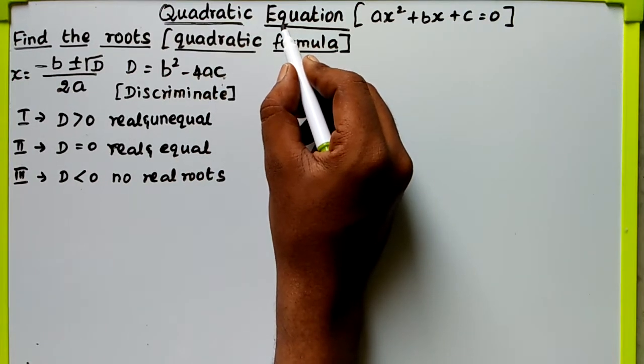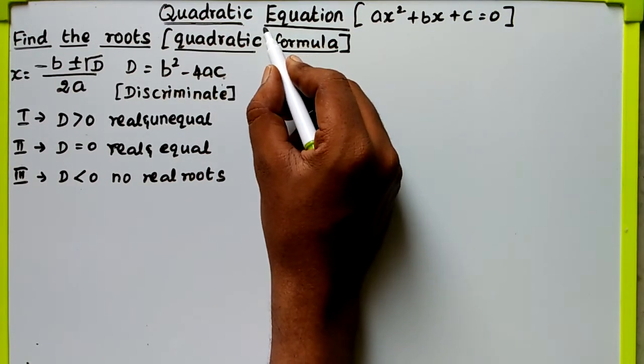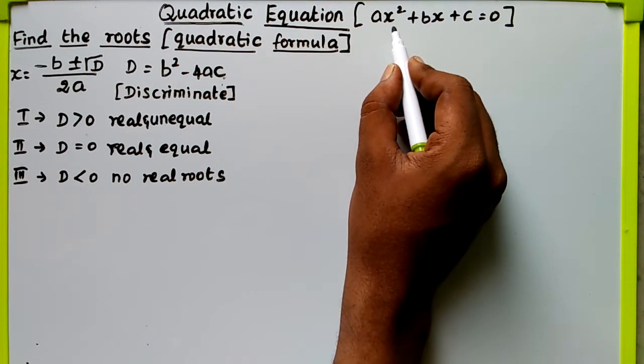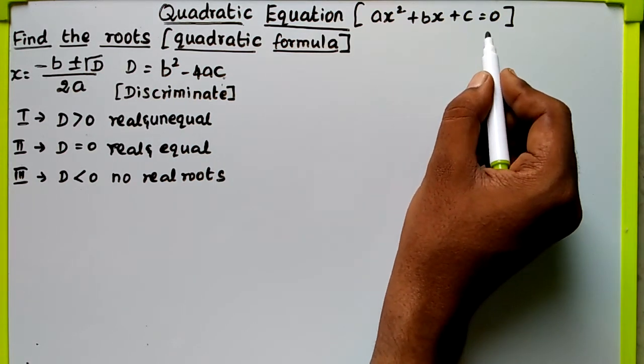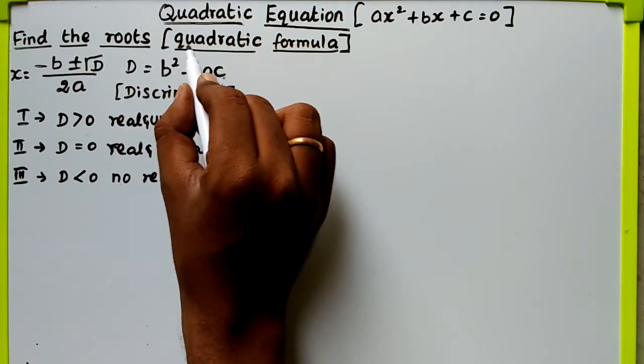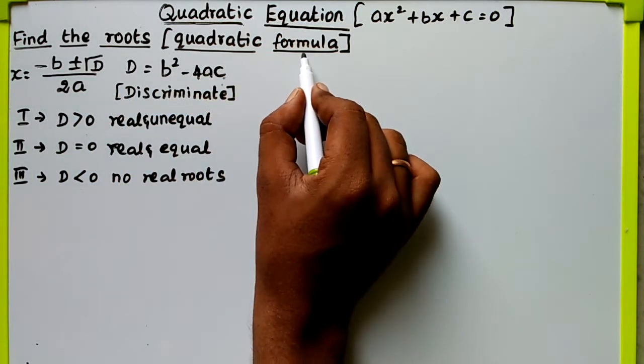To integral mathematics. In this session you are going to learn quadratic equation. The standard form of quadratic equation is ax square plus bx plus c equals 0. Find the roots of quadratic equation using quadratic formula.